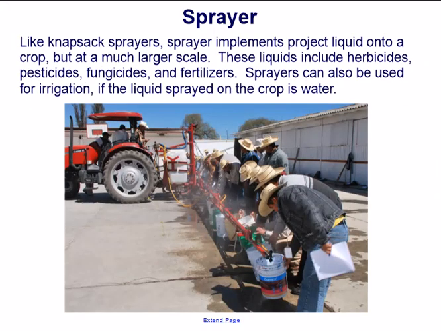Sprayer. Like knapsack sprayers, sprayer implements project liquid onto a crop, but at a much larger scale. These liquids include herbicides, pesticides, fungicides, and fertilizers. Sprayers can also be used for irrigation if the liquid sprayed on the crop is water.